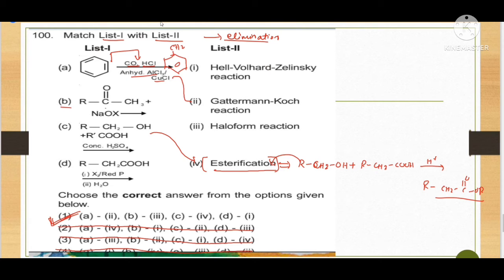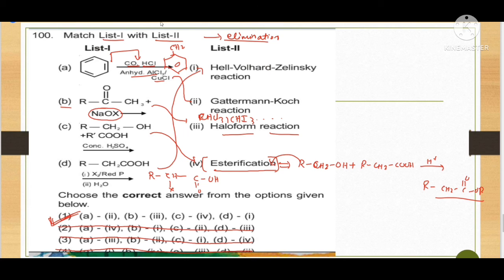When R–C(=O)–CH3 reacts in the presence of NaOX, this is called the haloform reaction, to produce haloforms such as CHCl3, CHI3, and so on. These are called haloform reactions. The last one is D, the Hell-Volhard-Zelinsky reaction. That means an alpha halogen is produced, that is R–CHX–C(=O)–OH. This reaction is called the Hell-Volhard-Zelinsky reaction. Here B becomes 3, absolutely right, C becomes 4, esterification, and D equals 1.